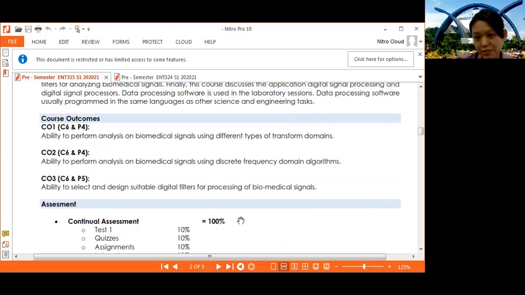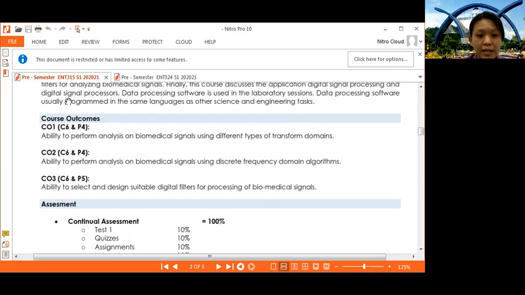At the end of this subject, we will have 3 course outcomes. The first outcome is that you will be able to perform analysis of biomedical signals using different types of domains. Second outcome, you will be able to perform analysis of biomedical signals using the discrete frequency domain algorithm. Third outcome, you will be able to select and design a suitable digital filter for processing biomedical signals.